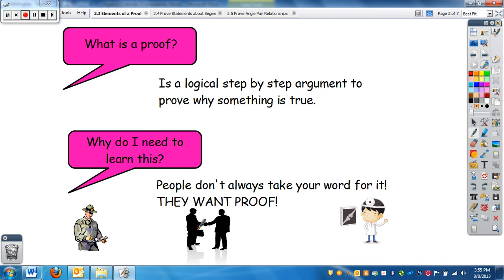Or if you're in the business world or you're a lawyer, same kind of thing. Your boss isn't just going to take your word for it when you have this great idea. You need proof to back it up. Or a doctor. If a doctor says you need surgery, he needs proof, or he needs to be able to make an argument of why something is true.